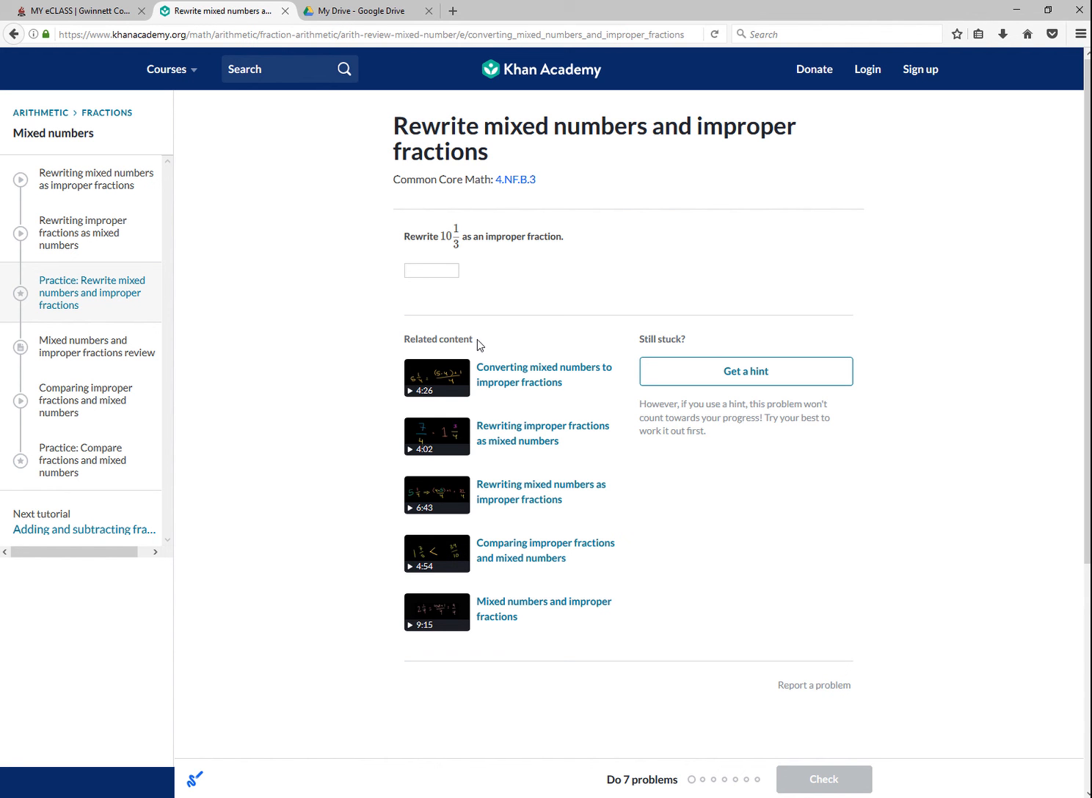If you ask for a hint, the second you click hint, it's going to mark that one wrong. It's not going to give you credit for it. But it's a little bit more direct. It's going to tell you what to do. And you can continue to keep on clicking hint until eventually, if the hints aren't working, it's going to give you the answer. It's going to tell you each time step by step how to do it. But eventually, it's going to give you the answer. So then you can put the answer and then go to the next one.